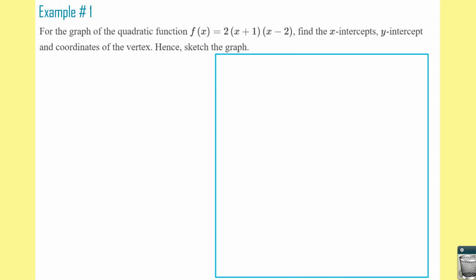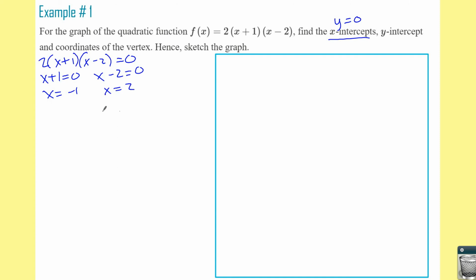Alright, so for this one, let's start with the x-intercepts. The x-intercept is when y is 0, so that means that this equation must equal 0. Since it's already in factored form, this is great, because I can easily find what x is. So my x-intercepts are going to be negative 1, 0, and 2, 0.